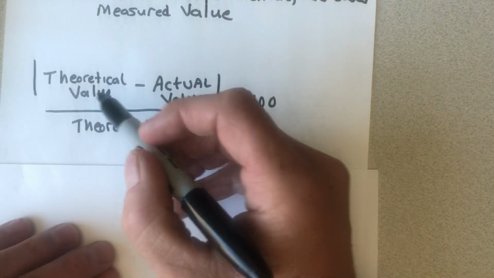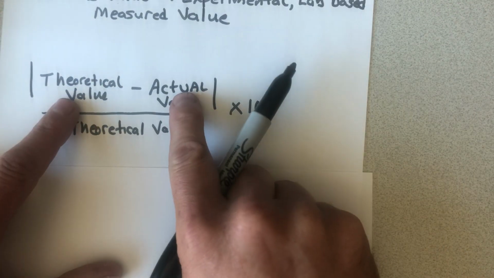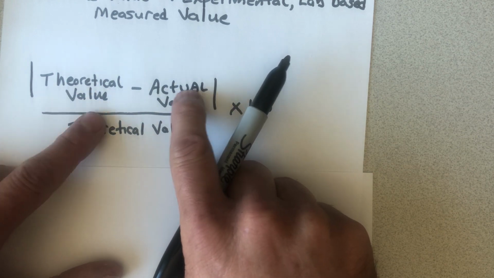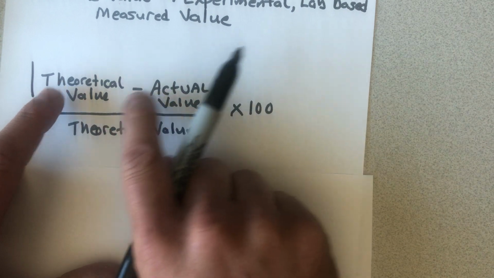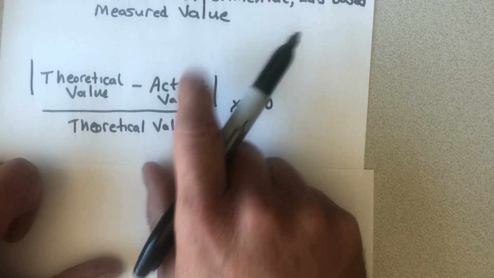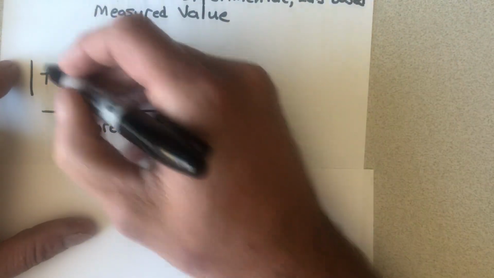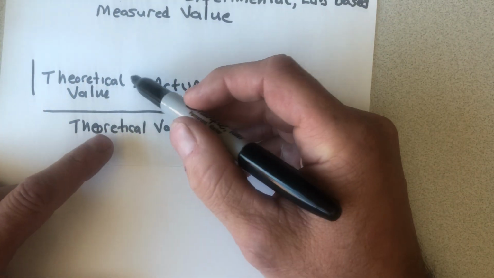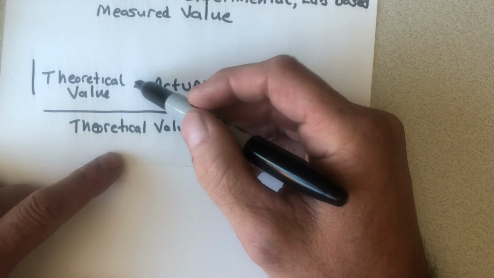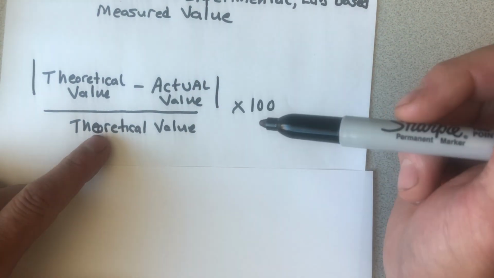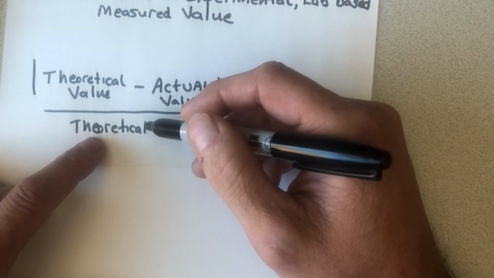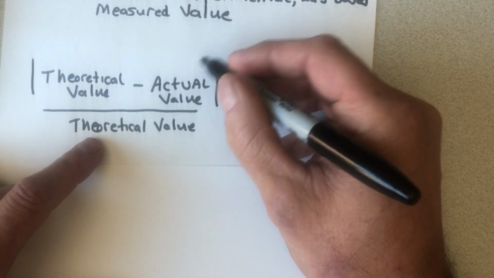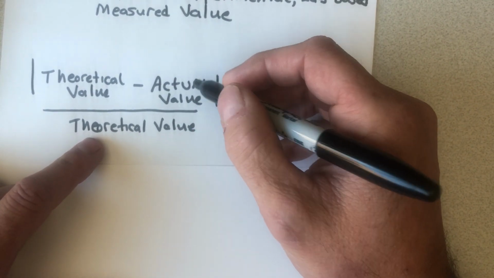You take the absolute value of the difference between the theoretical value and the actual value. If that turns out to be a negative number after a subtraction, then you just make it a positive number. That's what these absolute value bars are for. And then you divide that result of the subtraction by the theoretical value. The theoretical value is something that you can look up or it'll be given to you. The actual value is the one that you actually have to find, right, through lab work.